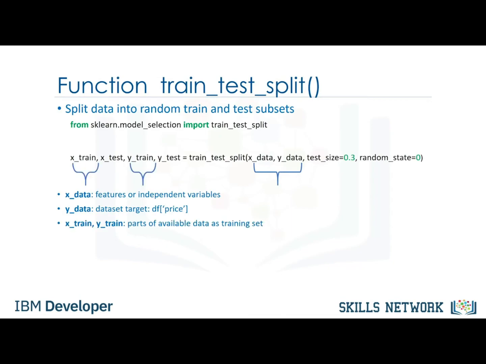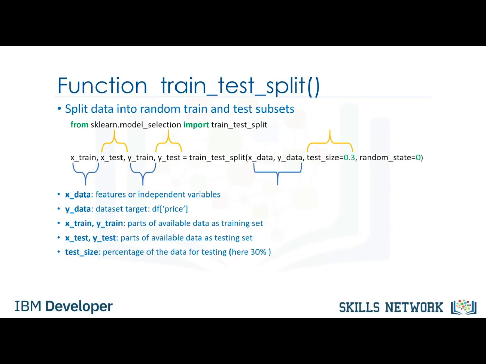The output is an array: x_train and y_train, the subsets for training, and x_test and y_test, the subsets for testing. In this case, the test size is the percentage of the data for the testing set. Here it is 30%. The random state is a random seed for random dataset splitting.